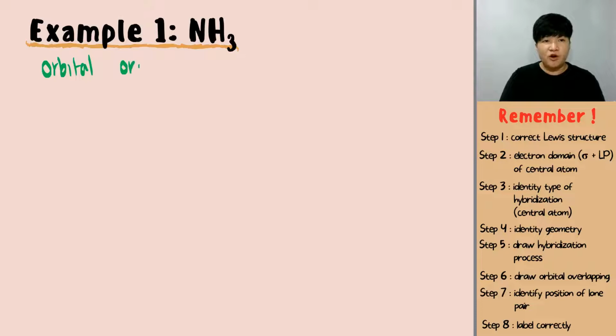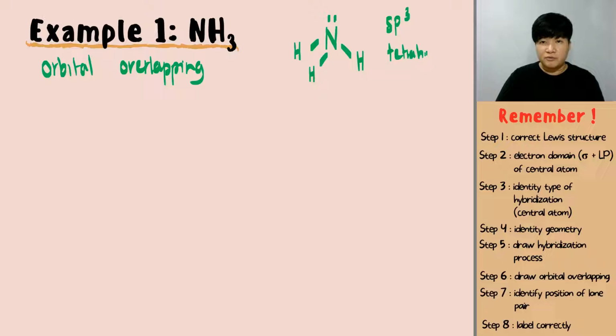From that, let's go for your orbital overlapping. So let's go for your orbital overlapping of your ammonia. Just a kind reminder of your Lewis structure. The Lewis structure of ammonia looks something like this. Knowing that it's a sp3 with tetrahedral. Okay, this is what we have done in the previous slide.